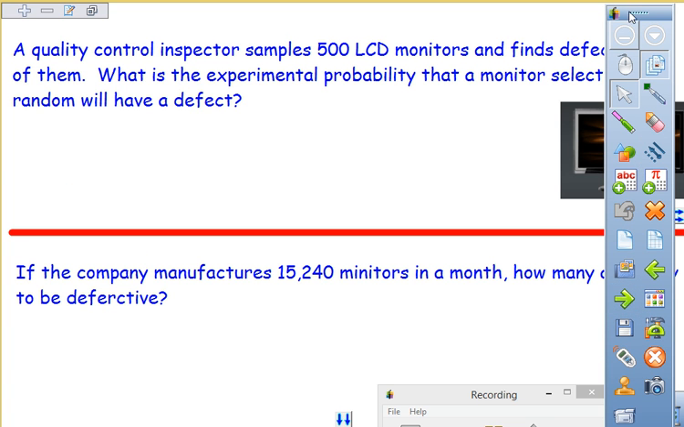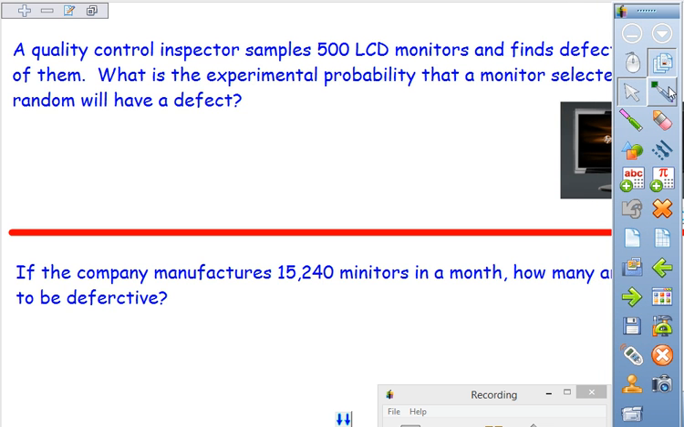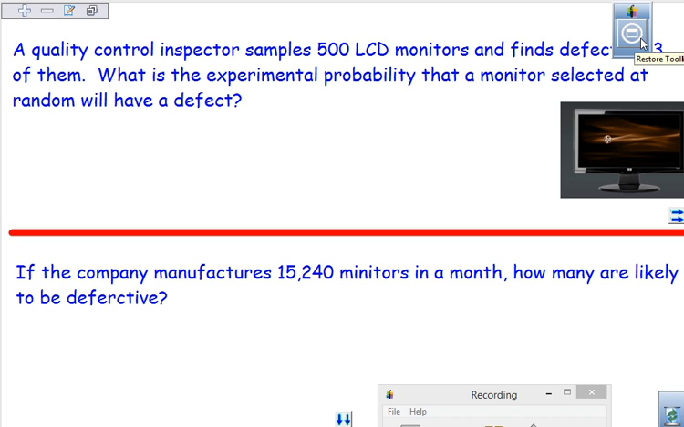Let's try an example of regular probability, or experimental probability. A quality control inspector samples 500 LCD monitors and finds defects in 3 of them. What is the experimental probability that a monitor selected will have a defect? So we are talking favorable outcomes divided by total. In this case, a favorable outcome is having a defect. So I have 3 defective monitors and 500 LCD monitors. So here is our experimental probability.